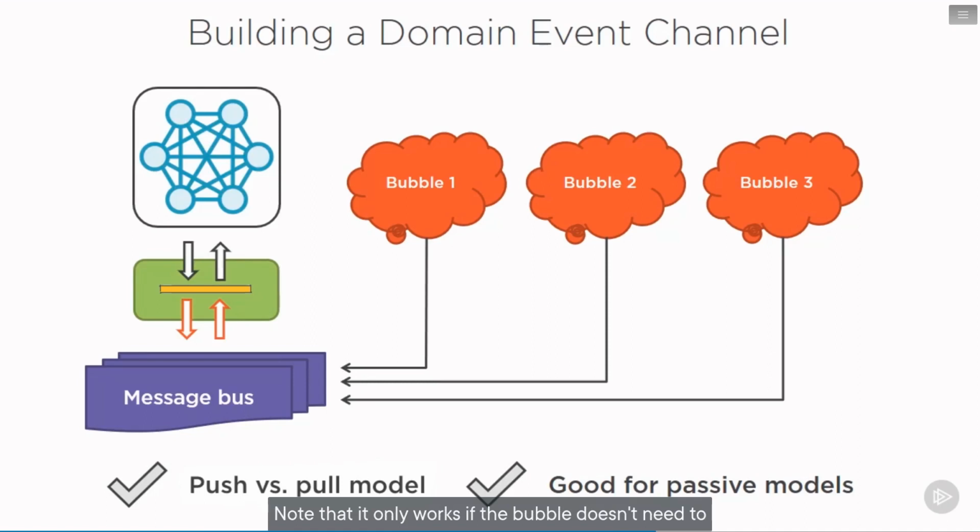Note that it only works if the bubble doesn't need to change anything in the legacy system. If it does, then you could still employ the event channel, but you will have to combine it with the microservice approach. You need to apply the same guidelines when you subscribe a bubble to this event channel. Events, just like regular JSON messages, are expressed in some language too, so you need to translate it into your own domain language when processing those events.